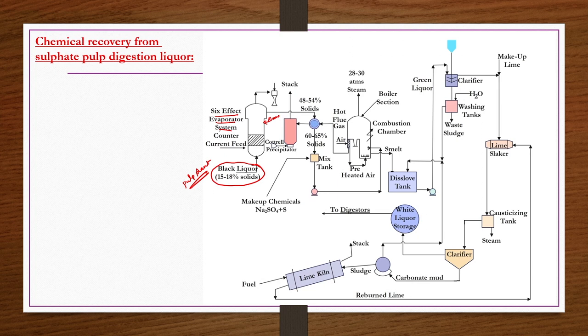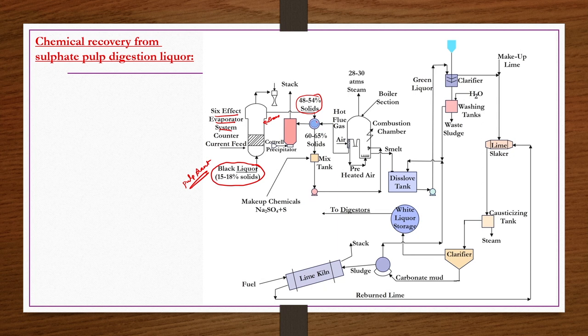That steam and this black liquor feed are entering in counter current direction so as to improve the interaction between them. In this process, whatever water vapors etc. are released will be collected from the top, checked for their concentration, and then accordingly discarded. Whereas the black liquor going out from the multi-effect evaporator would have around 48 to 54% solids.